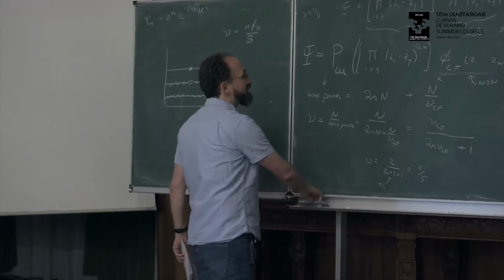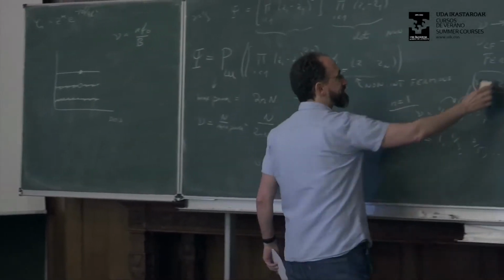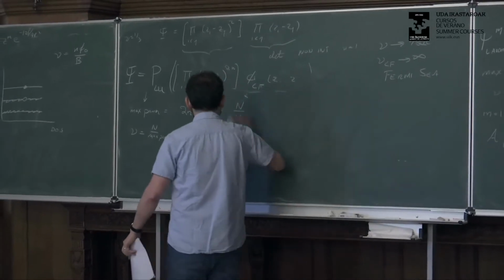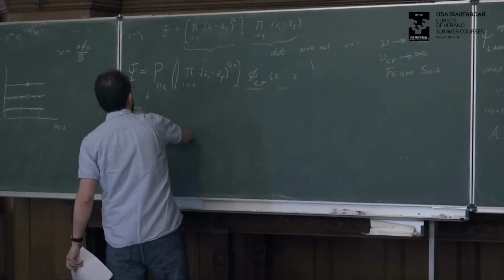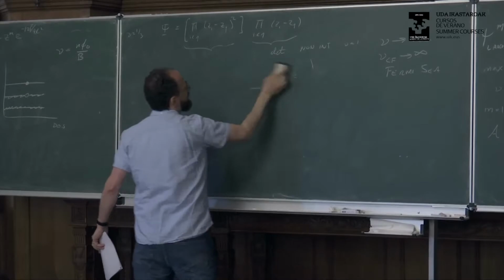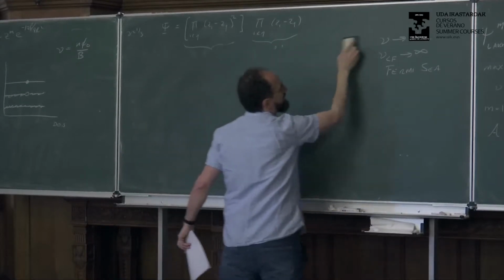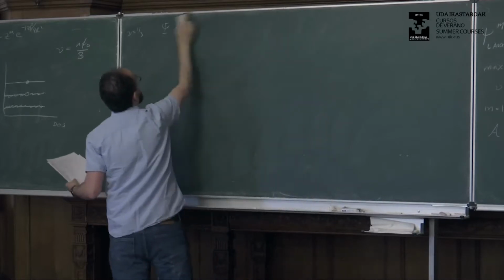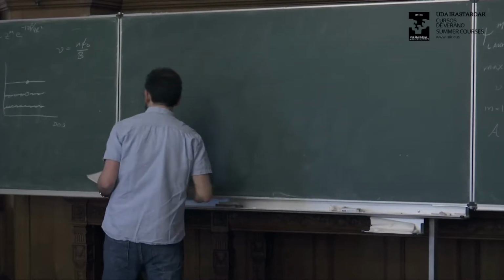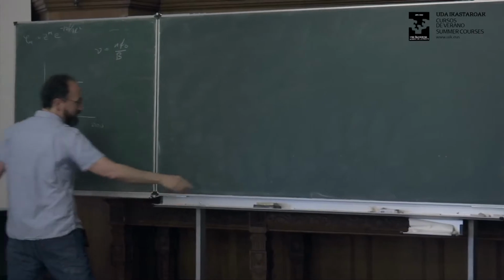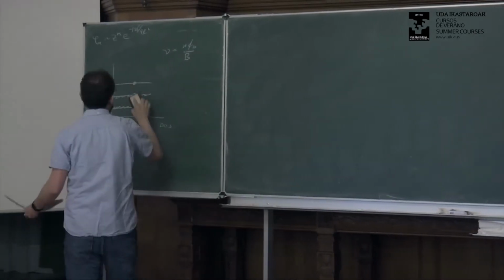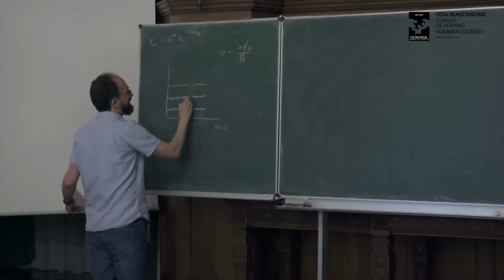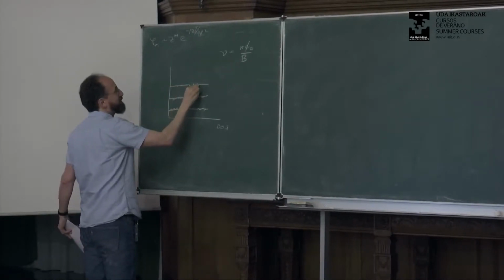Okay, so now we're going to switch here for a second, and we're going to look not at nu equals 1/2, but at nu equals 2 plus 1/2. So why should that be different? So 2 plus 1/2, let me just draw it over here. We're going to fill up the lowest 2 Landau levels and then half of the next Landau level. So this one will be half populated.